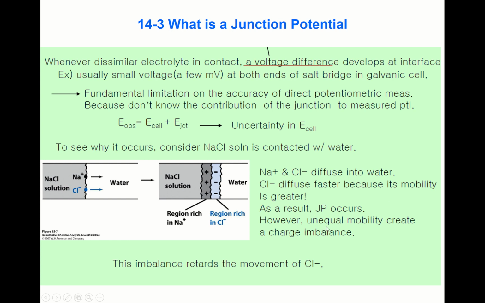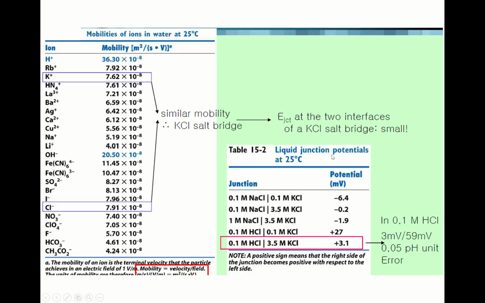Why does chloride ion run faster than sodium ion? That depends on mobility. Mobility says which ions move faster. Chloride ion moves faster than sodium ion; it is determined by mobility. All right. So junction potential is sometimes quite serious, but in most cases, maybe no problem.